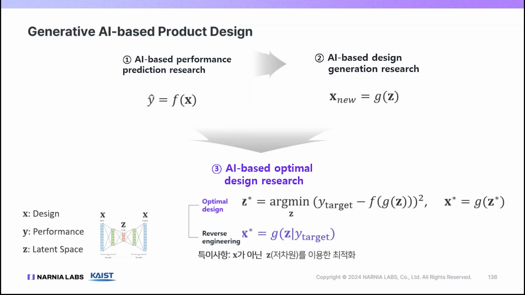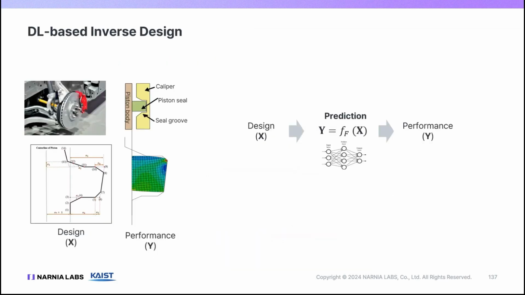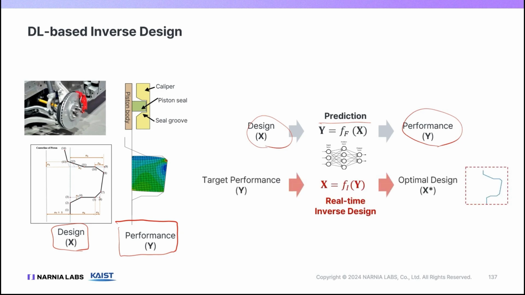Next, let's take a look at real-time inverse design. For example, let's say we're designing a brake caliper like this. In this case, the cross-section is important. So let's call this cross-section X, which is the design, and the analysis result Y. Then the first thing you can do is build a predictive AI model. When design X is input, output Y can be predicted, but what the designer really wants is to input Y and have the system generate, in real time, an optimized X that satisfies that input Y. So X becomes a function of Y, which means creating a function Fy, the inverse function.